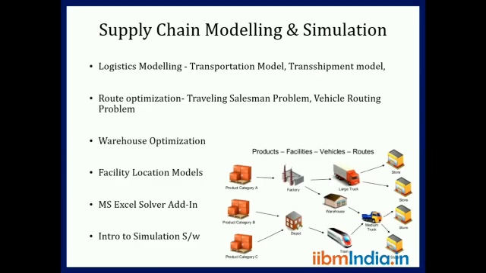Then we can also optimize the routes of this travelling, right? Through the traveling salesman problem and the vehicle routing problem, and then warehouse optimization can be done. How we can minimize the storage cost, and the facility location model, where exactly we can locate our warehouses and factories, so that overall supply chain cost can be minimized, which will help us reduce the cost and increase the profit. All this modeling we are going to do in the MS Excel Solver add-in. And also we will introduce some simulation software which is easily available or open source on the internet.